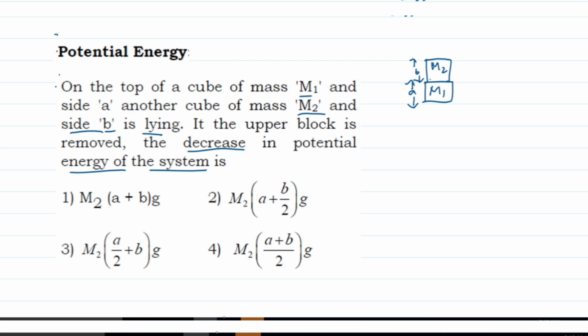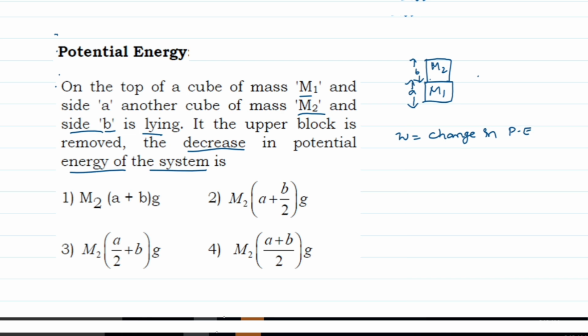Now, the decrease in the potential energy of the system is asked. When the upper block is removed, you are doing some work. That work done is nothing but the change in potential energy of the system, students.